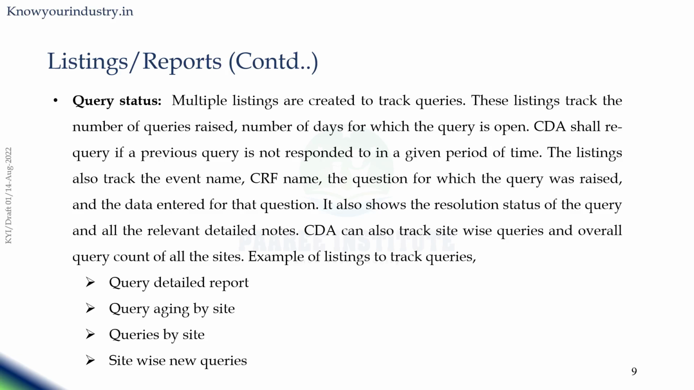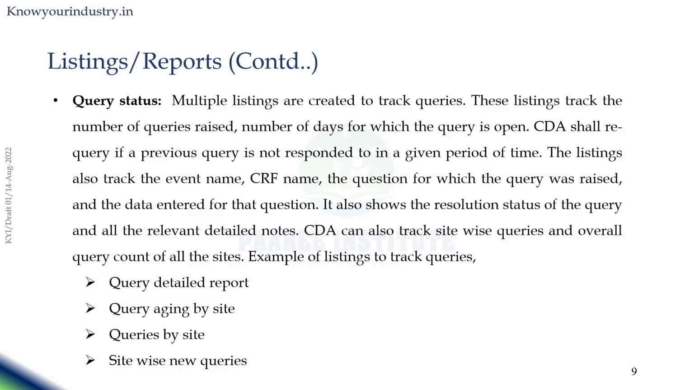The listings also track the event name, which is also called the visit name, the CRF name, which is your form name, and the question for which the query was raised. That is the label of the form, the particular data item, and the data entered for that question. It also shows the status of the query and all relevant detailed information. The CDA can also track site-wise queries and the overall query count of all the sites together.